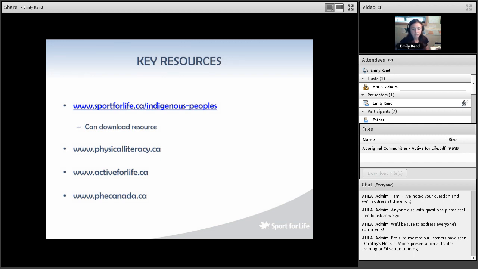Some other resources that we have there. Another one of our websites is physicalliteracy.ca, so you can find more information about physical literacy there. Active for Life is another organization. They've got lots of great resources, as well as PHE Canada, which is Physical and Health Education Canada. They've got lots of good physical literacy resources as well.